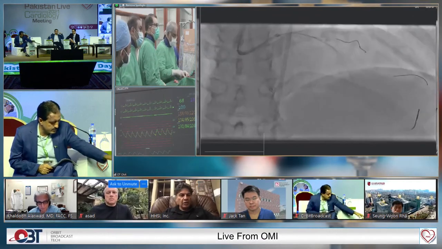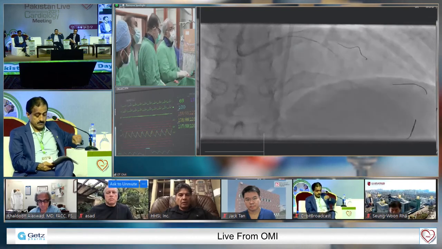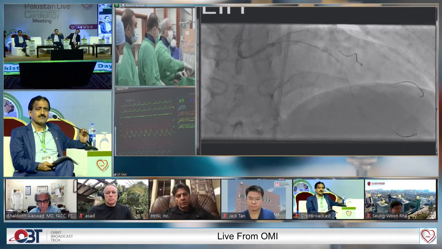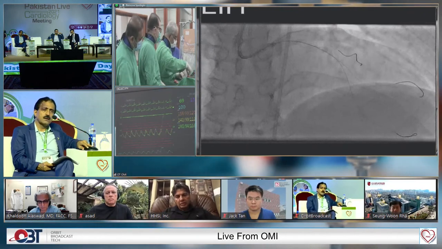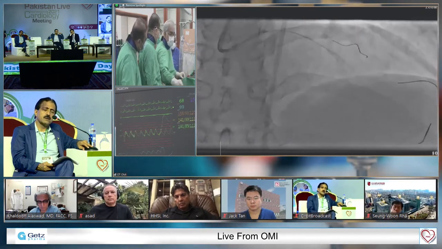So like I said earlier, CTO is a very, very expensive process, and you have to have all these tools to be able to do it efficiently. And IVUS would be a critical point in that, as far as we would think so.